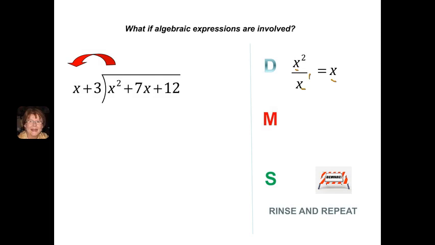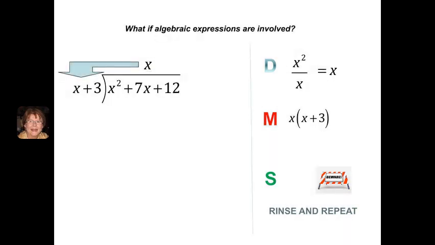Where do we place that x? That is the beginning of our result. We place it on top. This is where we're going to place the result. We're done the division. Now we're going to multiply.